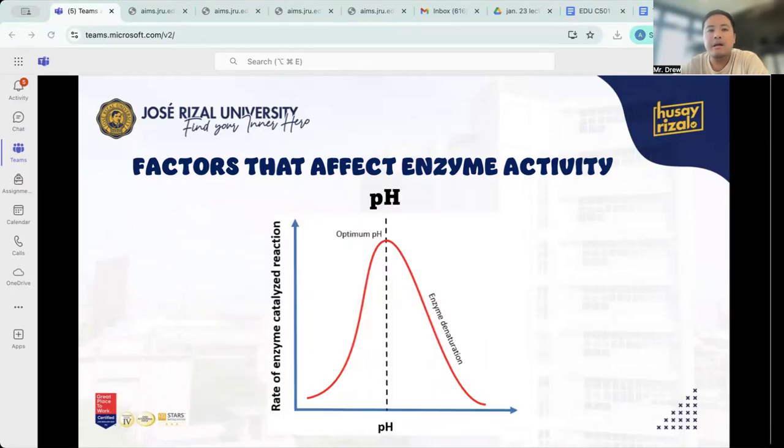Next will be the pH. Each enzyme works best at a specific pH level, called the optimum pH. For example, pepsin in the stomach works best in acidic conditions. Pepsin is the enzyme to process protein, while amylase in saliva prefers a neutral pH. Amylase is the enzyme in charge of digesting carbohydrates. If the pH is too low or too high, the enzyme's shape changes and it won't function properly.